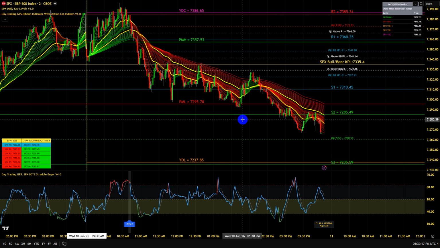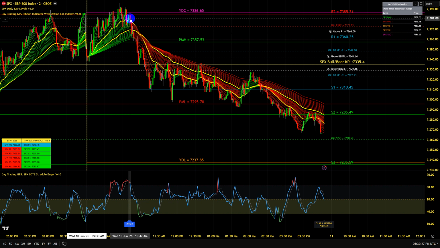the initial part of this session, and in fact we did get a two-level move up from the BBKPL level to start off the session just like we did yesterday, and then we got a sharp reversal, not quite as sharp as yesterday's drop, but a pretty significant volatile drop nonetheless.